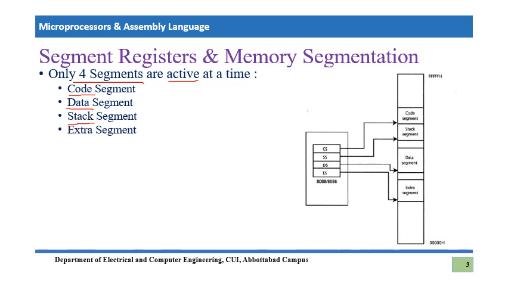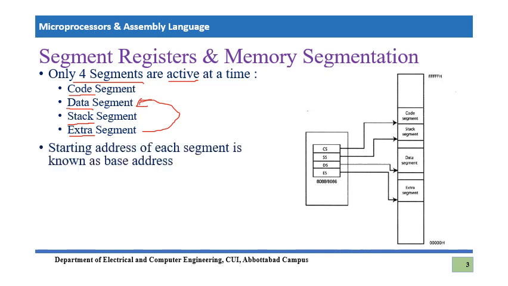The fourth segment available to the microprocessor is the extra segment. As its name suggests, it is extra. Extra to what? It is extra to the data segment. Whenever your data segment is full and you still have data to store, you need to save it in the extra segment. So it is a kind of redundant segment to the data segment. Here we are learning a very important fact about segments, and that is the base address.